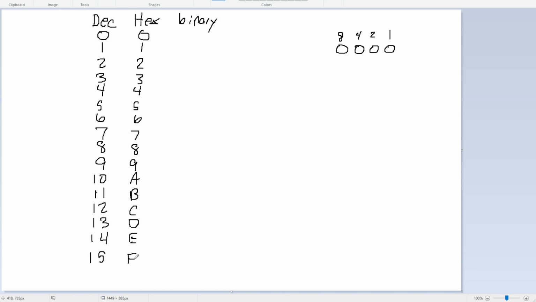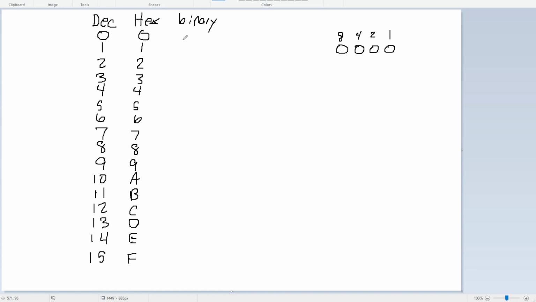E, and then F. So you have 16 unique values, right? That's the beauty of hex. It's made to represent shorthand for binary. So when you're counting up to, let's say, the first 16 positions in binary, you need 16 unique values. That's where hex comes in.